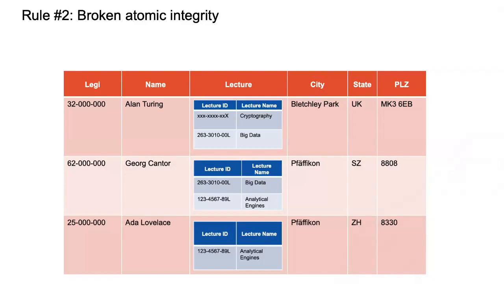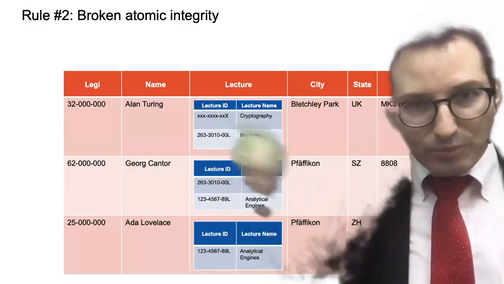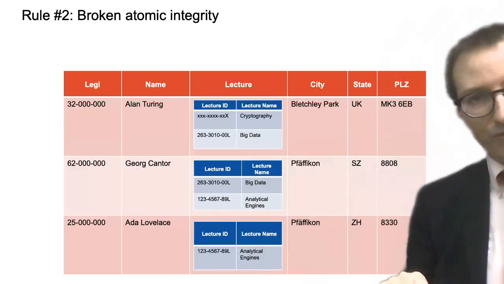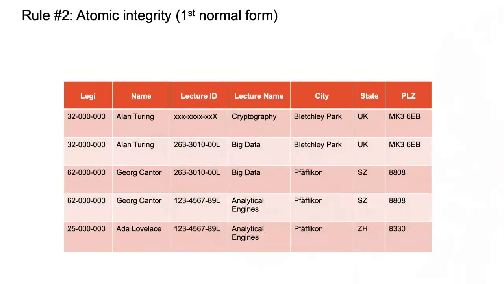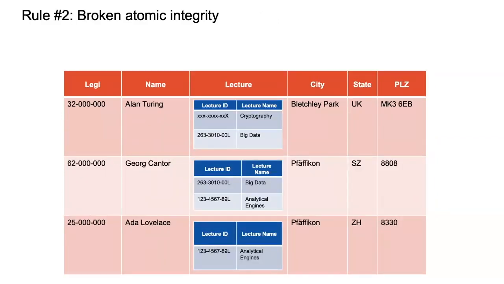And I like to compare this with the Inception movie. Who saw Inception? A dream in a dream in a dream in a dream. So it's the same thing here, a table in a table in a table in a table. If you have that, then you are breaking atomic integrity, you are breaking the first normal form, right? So here you only have atomic values. We are going to also cover all the types of atomic values in a few weeks, but it can be strings, dates, numbers, booleans, and so on, right? So this is the first normal form, and this is a counterexample of first normal form.